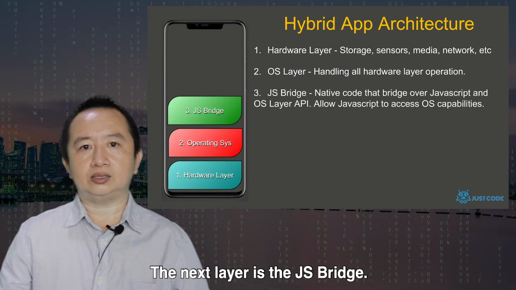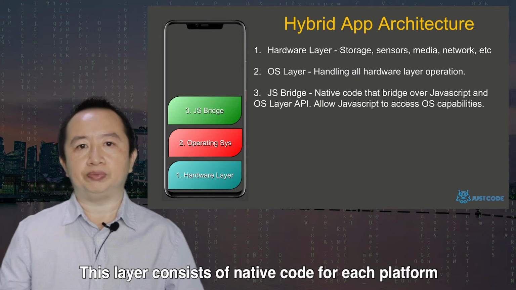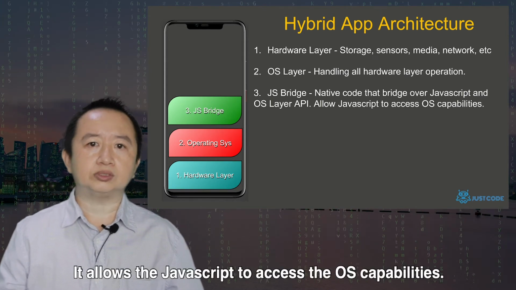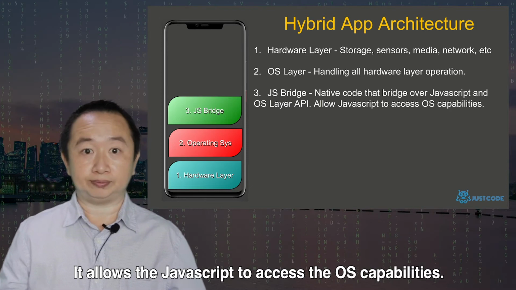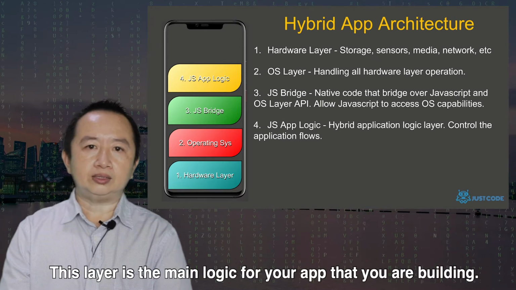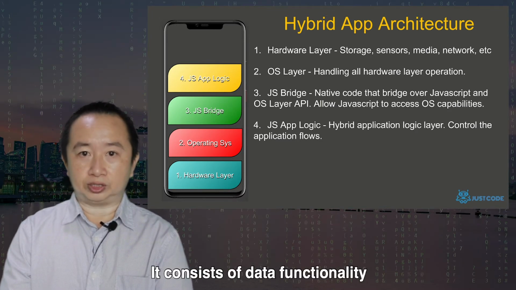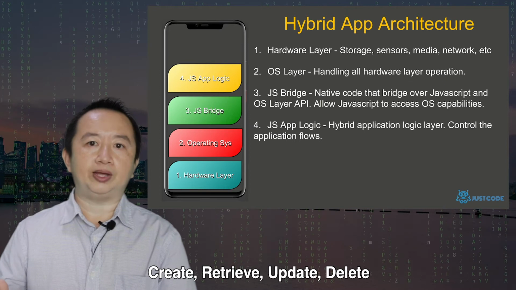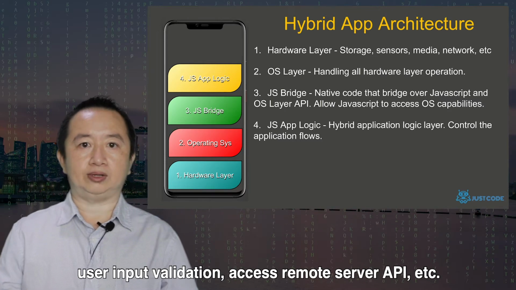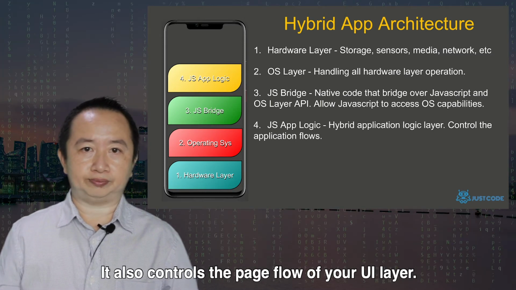The next layer is the JS bridge. This layer consists of native code for each platform that bridges JavaScript and the OS layer. It allows the JavaScript to access the OS capability. Then we have the JS app logic layer. This layer is the main logic for the app that you are building. It consists of data functionality such as create, retrieve, update, delete, user input validation, access to remote server APIs, etc. It also controls the page flow of your UI layer.